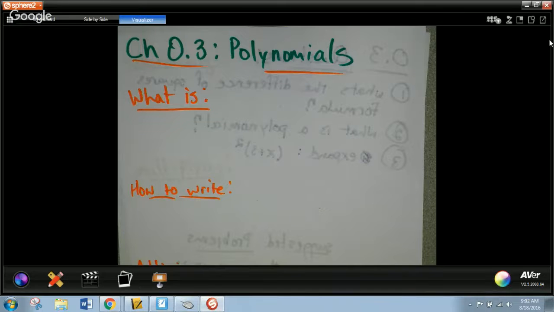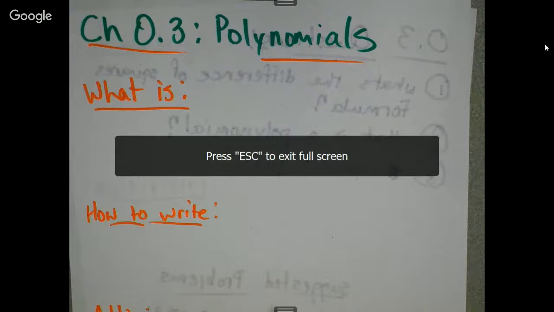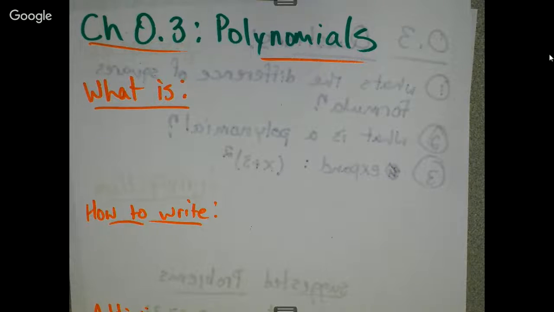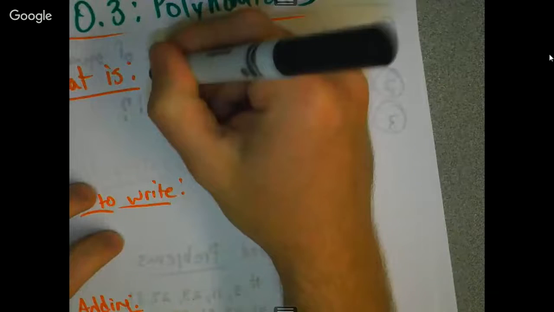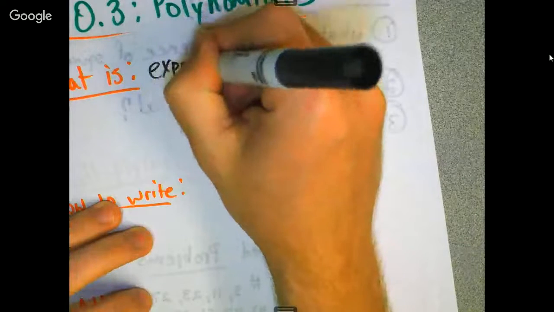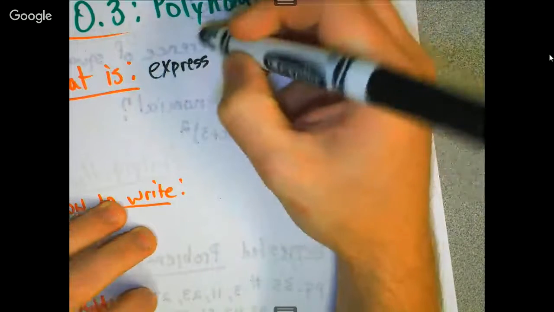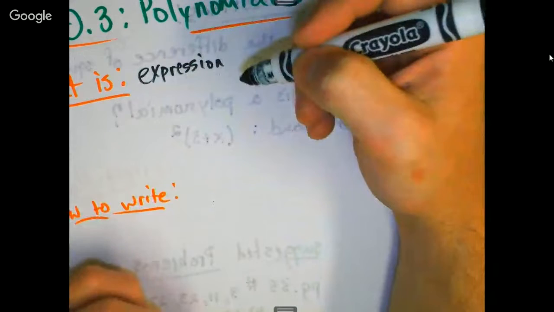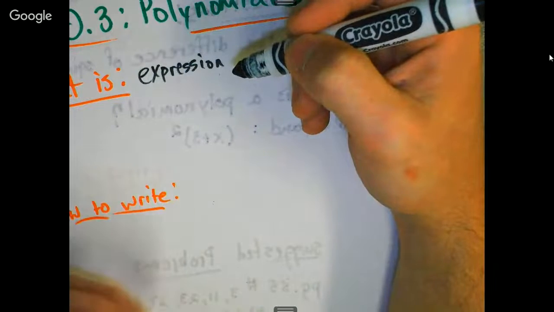Okay, so we're going to go into 0.3, which talks about polynomials. The first thing we want to talk about is what is a polynomial. So a polynomial is an algebraic expression, and it has a certain form. It has a certain degree, a leading coefficient, and a constant term.